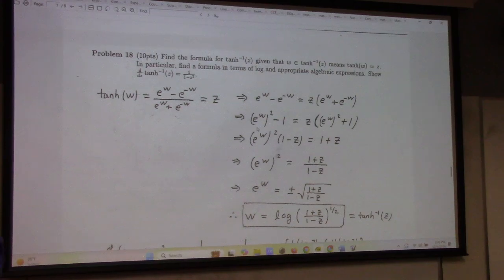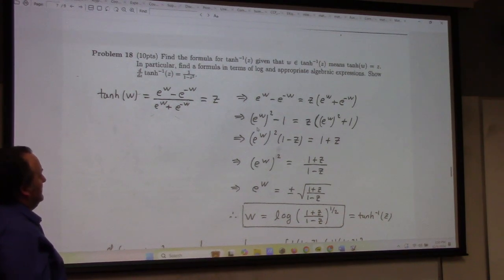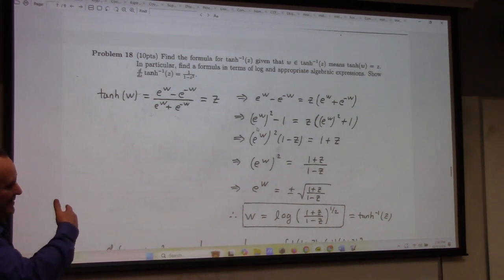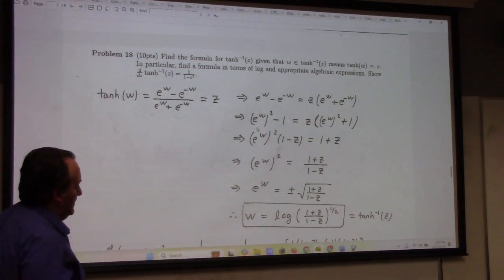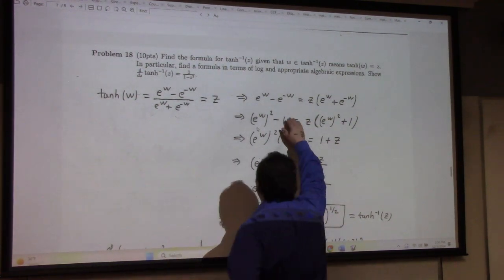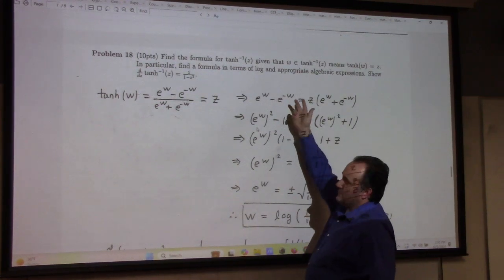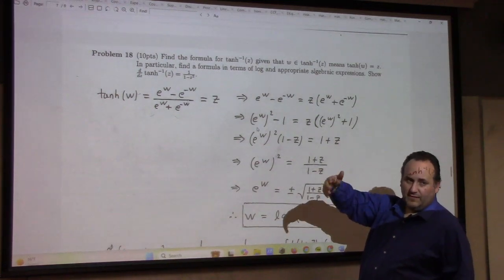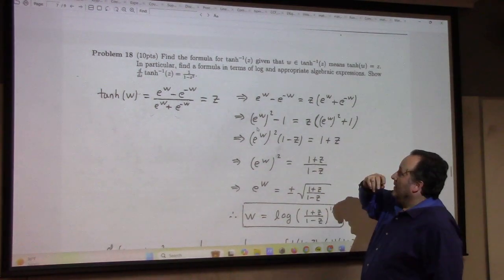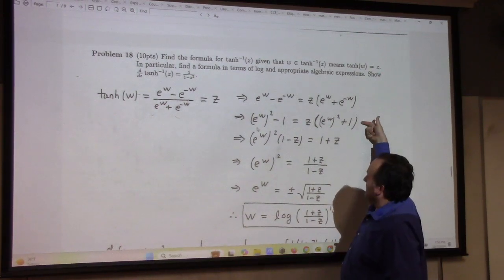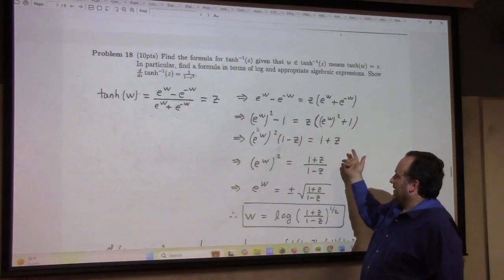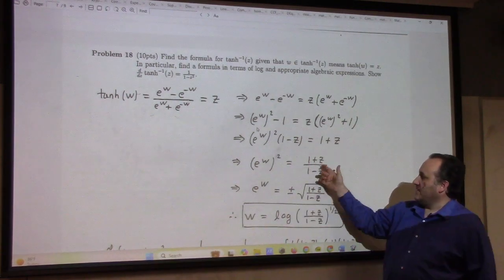Basically the game that you play is simply to write down the hyperbolic tangent in terms of the exponential and get rid of the fraction by multiplying by the denominator. Then you have to have the vision to see that you don't want e to the minus w. You want everything in terms of e to the w, because once you have e to the w, you can solve for it and use the logarithm to solve for w. So multiplying by e to the w gives me this, which then if I collect all my e to the w's on one side, I got that. And so actually I get e to the w squared is equal to this.